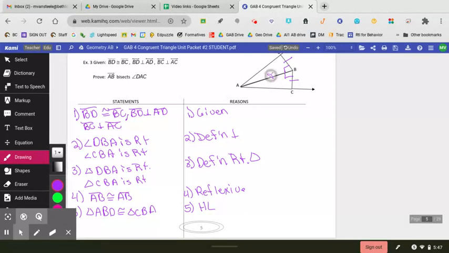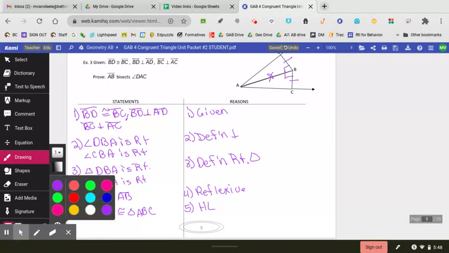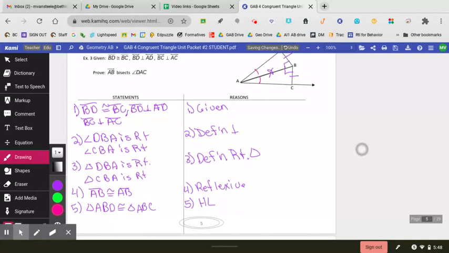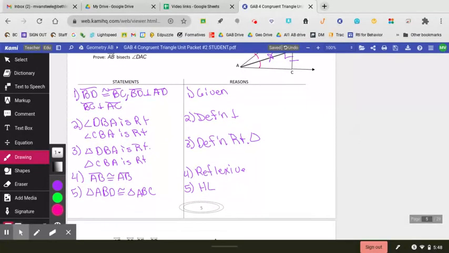I then know AB is congruent to itself. So I have ABD is congruent to CBA. Oops, I labeled those badly. It should be ABC. A should go with A. So ABD and ABC are congruent by hypotenuse leg. Now I want to know that AB bisects angle DAC. Well, knowing those two triangles are congruent tells me that these two angles are congruent by CPCTC. So I'm going to say that next.